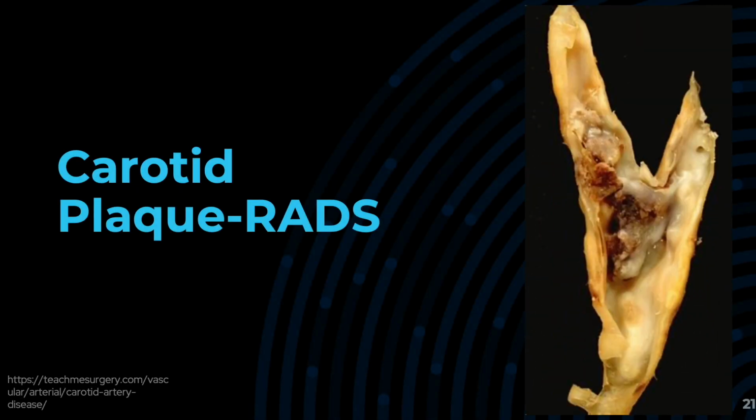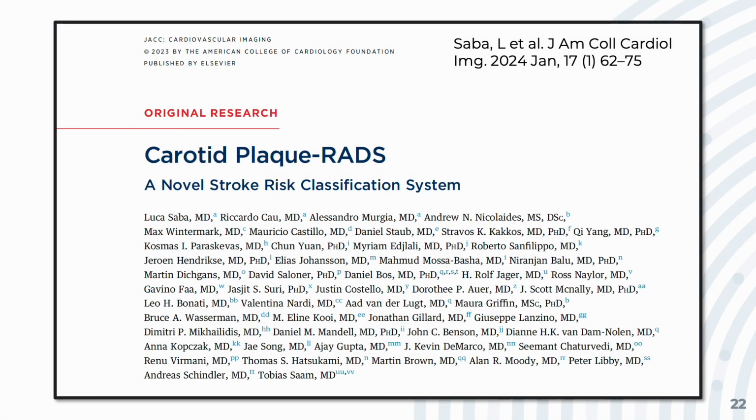I now want to turn to assessing carotid plaque morphology using carotid Plaque RADS. Here is the published manuscript describing the carotid Plaque RADS system. As you can see, it was published in 2024 in the Journal of the American College of Cardiology Imaging. There's many authors, and if you scan through the list, there are a handful of authors who are local from the Pacific Northwest.